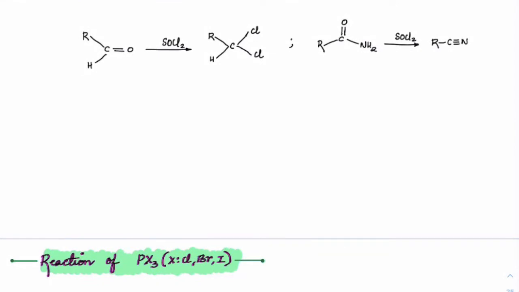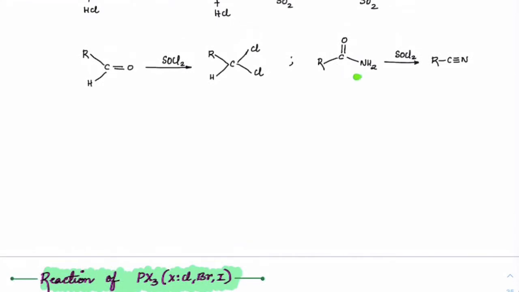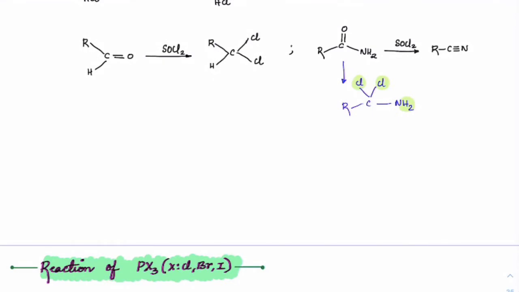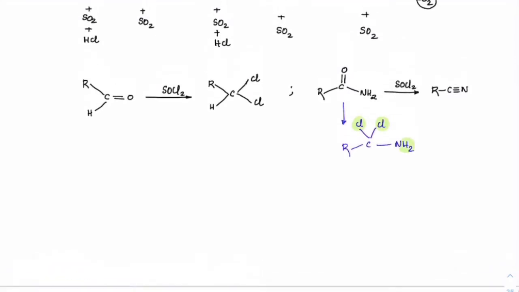Just like in PCl5 where we used it on aldehydes and ketones, and amides, where two chlorines will come. Like here also, remember, in case of amides, first we used to get two chlorines and then we have NH2, and these two hydrogens and these two chlorines will come out as HCl, and the final product would be nitrile, RC triple bond N. So PCl5, SOCl2 and PX3, these all will show a very similar reaction with all of these functional groups.